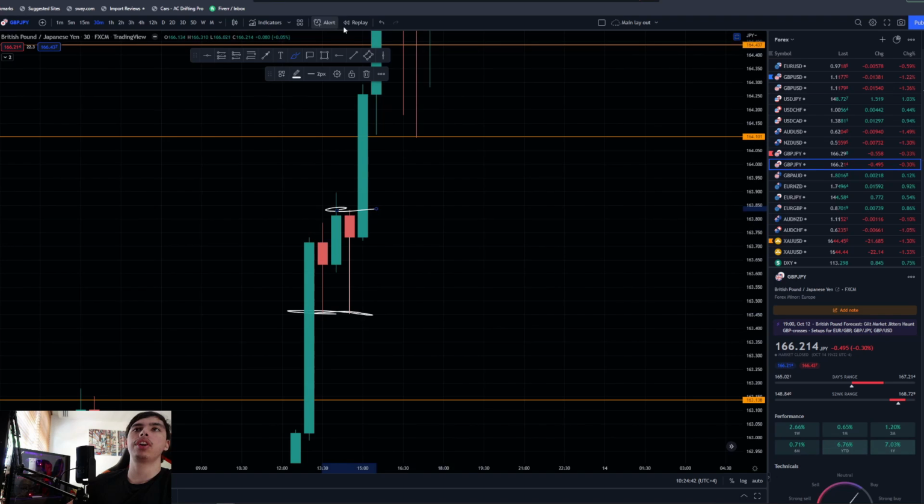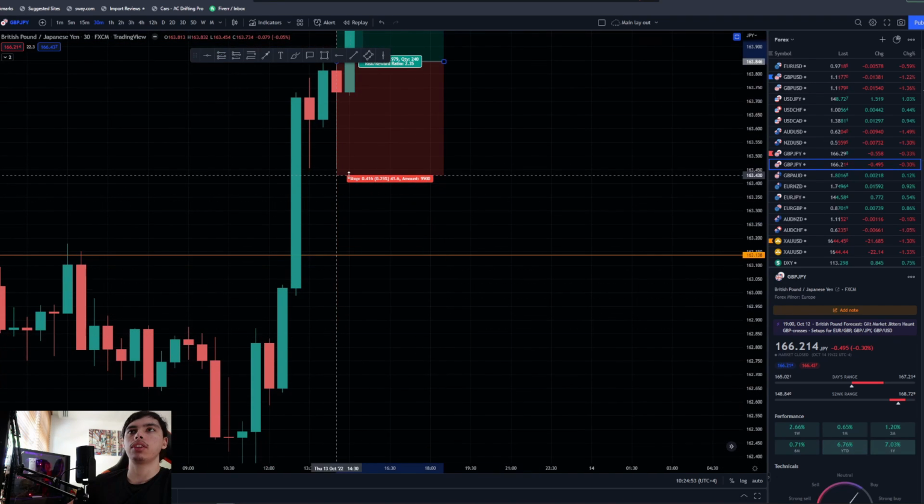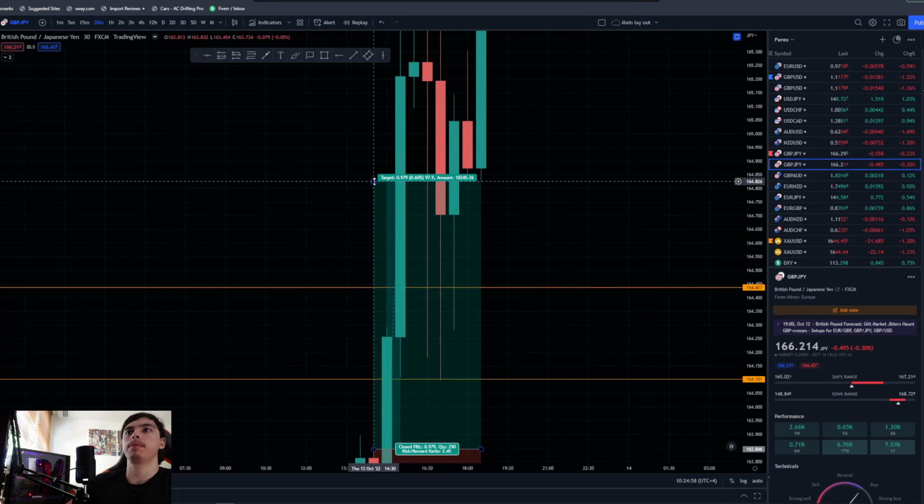Where's your entry gonna come? Well, as I drew before, your entry is gonna come at the same volume time. So what time is this? This is around the 3 o'clock candle here. So you're gonna enter at the break of the high, and the stops can now go below here, and your target will be all the way up here.